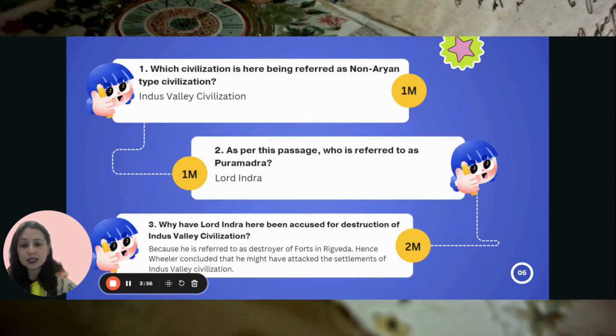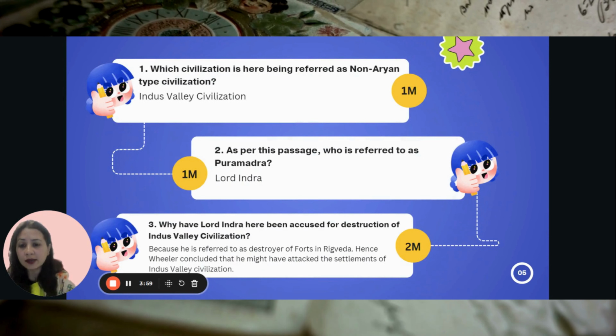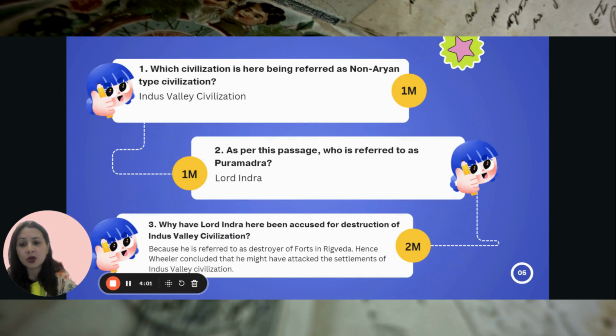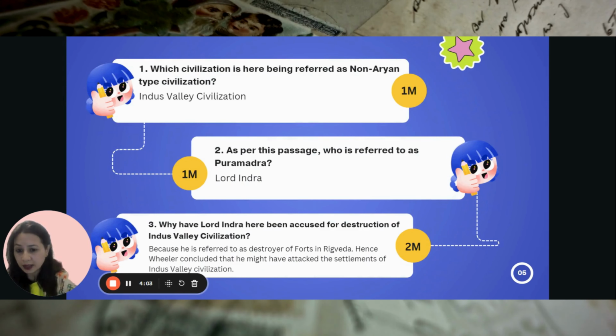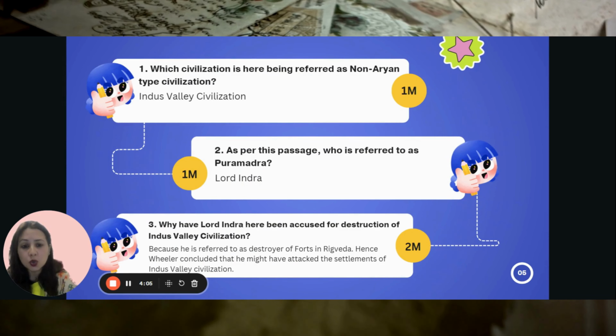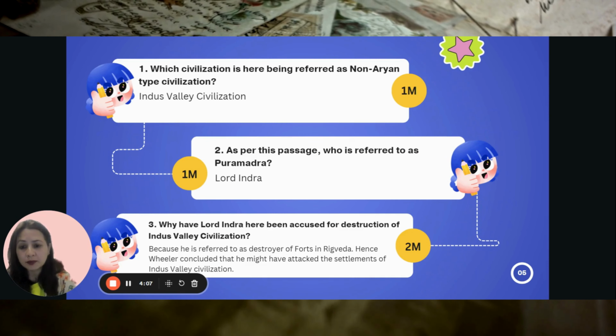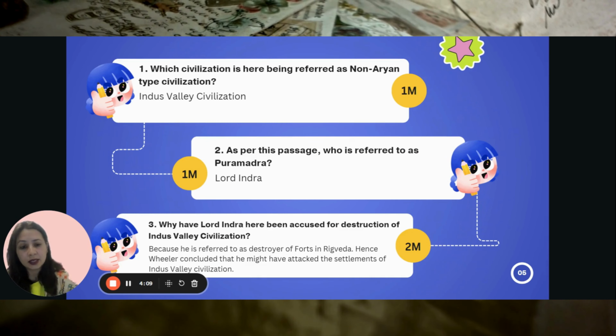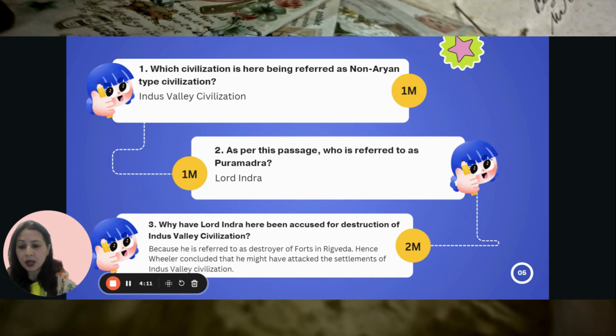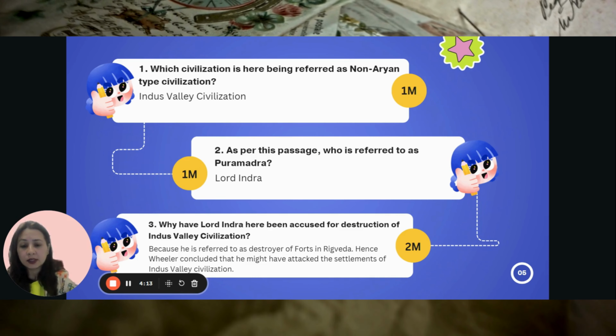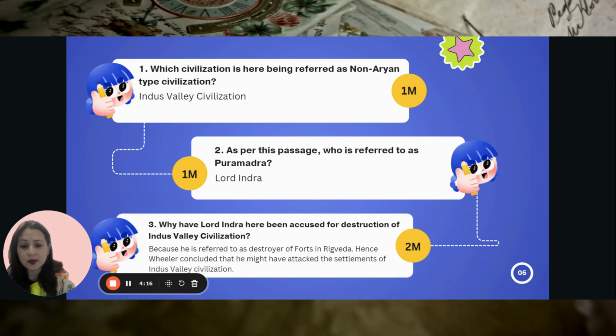Which civilization is here being referred to as non-Aryan? So that is your Indus Valley, because Aryan civilization is Vedic. As per this passage, who is referred to as Purandara? So that is Lord Indra. It's a direct answer. Why has Lord Indra here been accused for destruction of Indus Valley civilization?